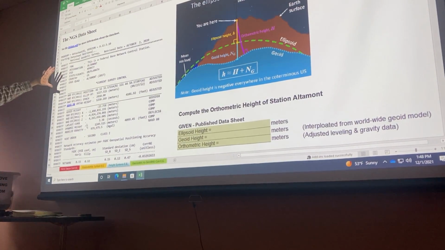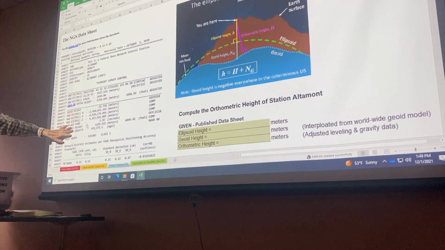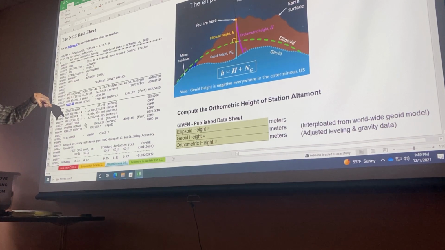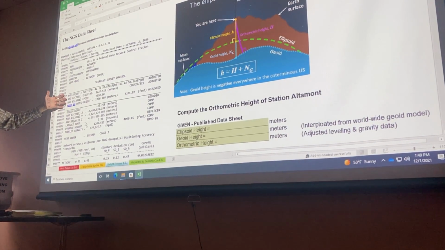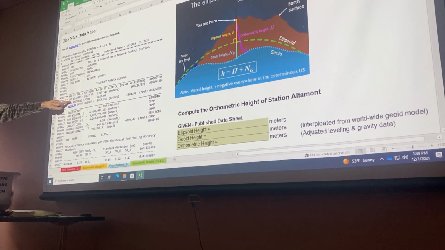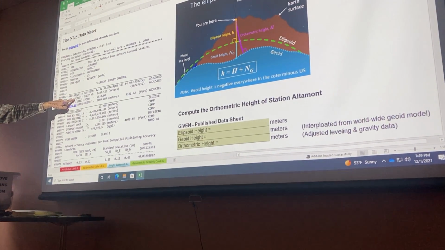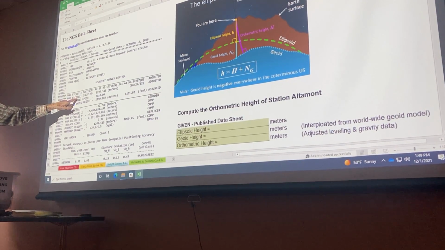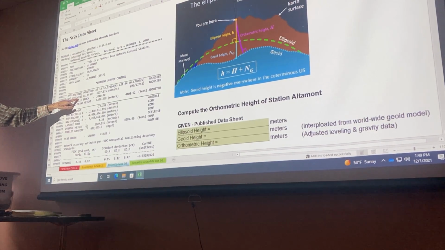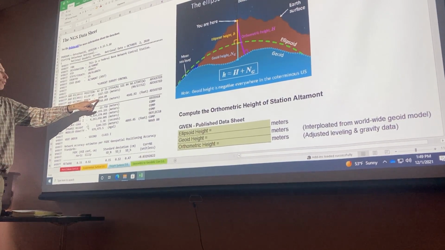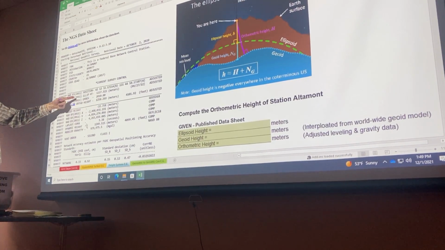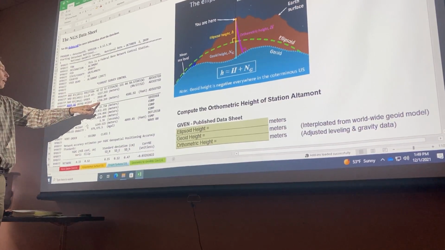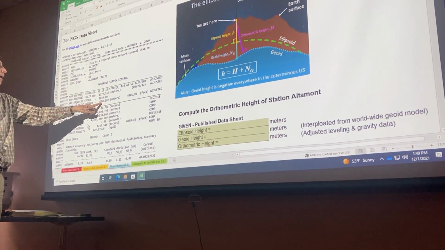Let's look. I wanted to take more time to go through the NGS data sheets, but for every control monument like Station Eger, Altamont is in the fairgrounds parking lot here in Klamath Falls, they give you a bunch of stuff. So here is the NAD 83, the realization of is the 2011 realization at the epoch point of January 1st, 2010. So we've got to be real careful anymore because there's a dozen flavors of NAD 83. And let's see, here is the orthometric height in meters.